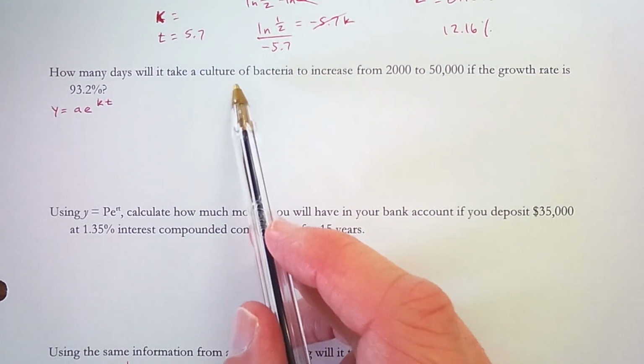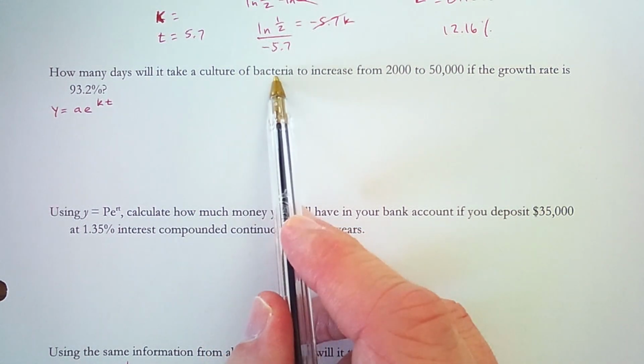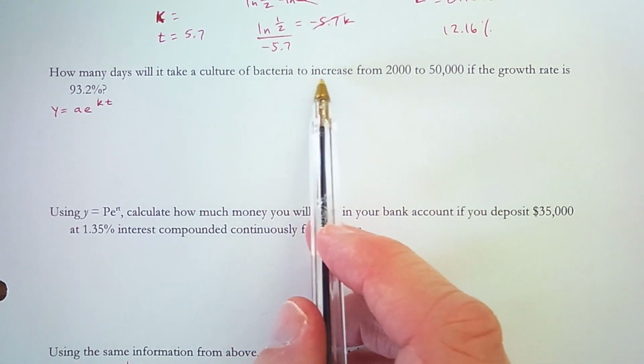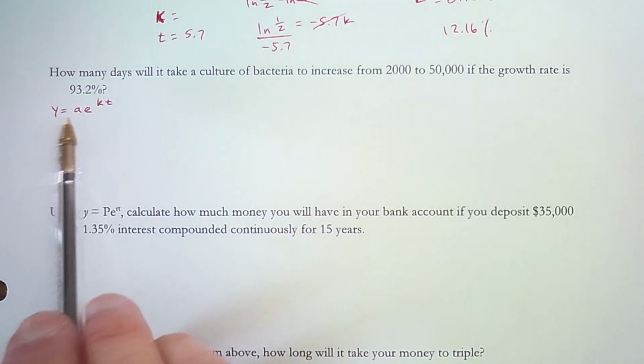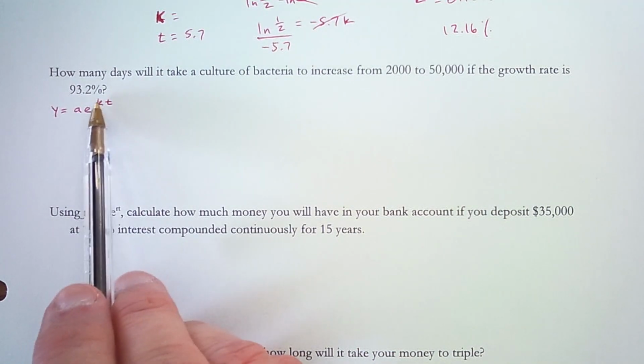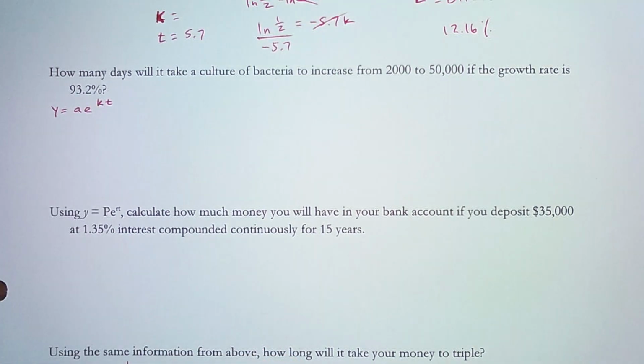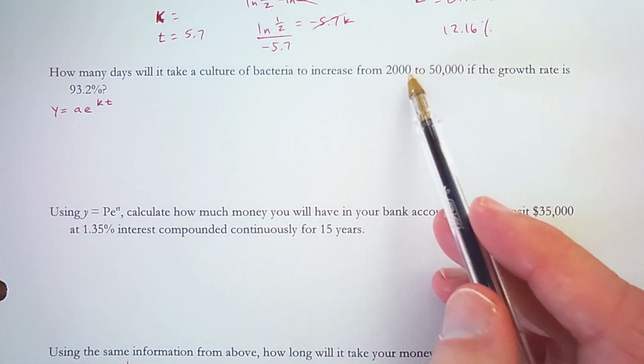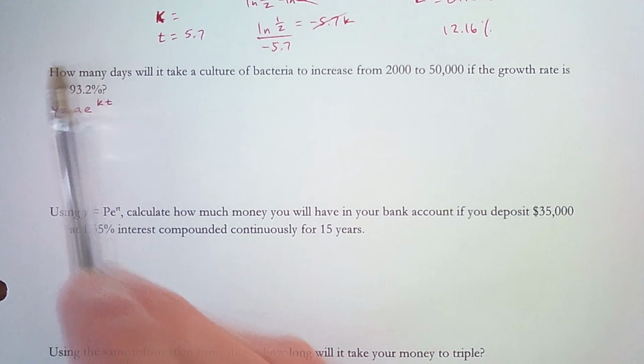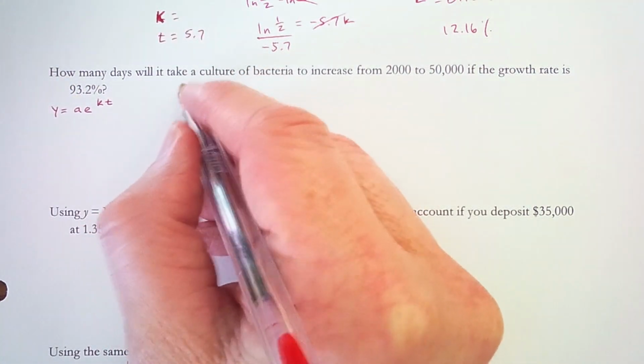Next, how many days will it take a culture of bacteria? So this is another scientific one. This one is growth, though. We are increasing. So we're going to use a very similar formula, but this time it's going to be positive in our power here. So it's increasing from 2,000 to 50,000 with a growth rate of 93.2%.